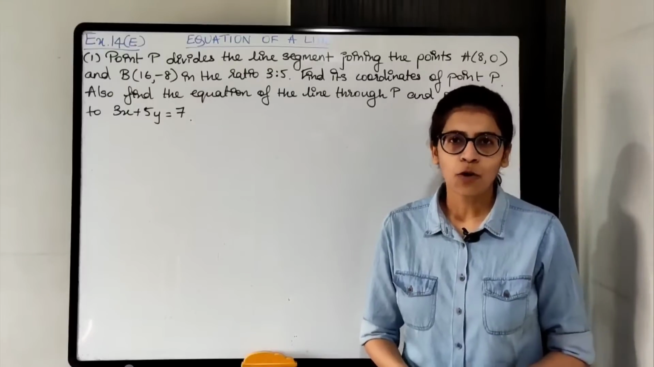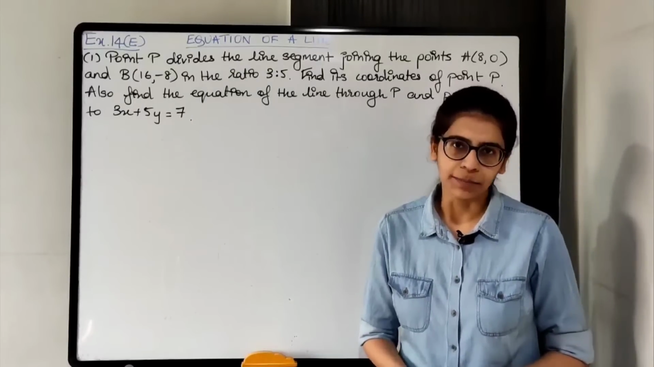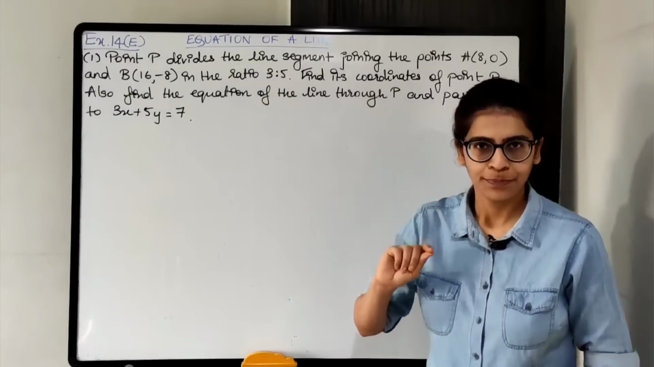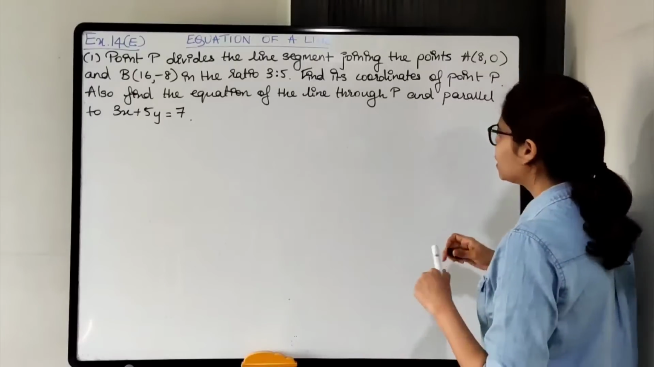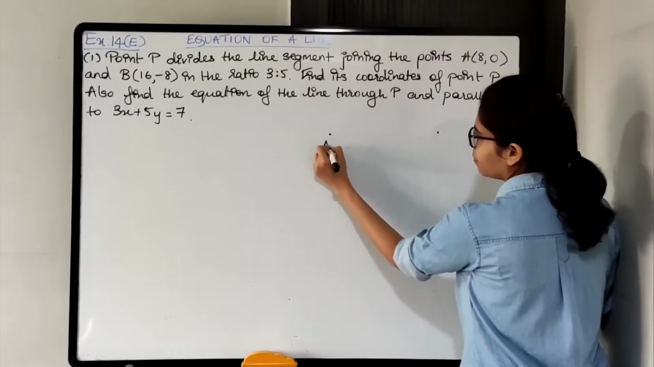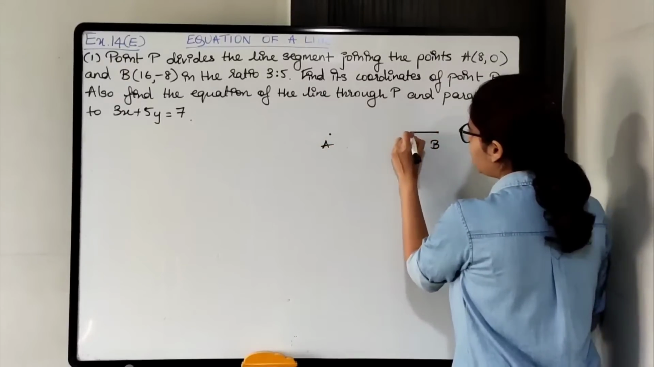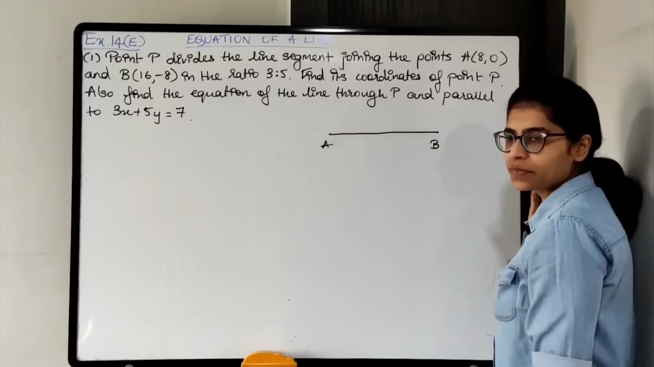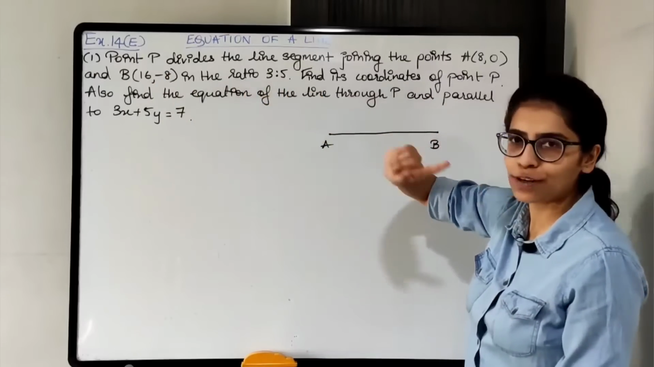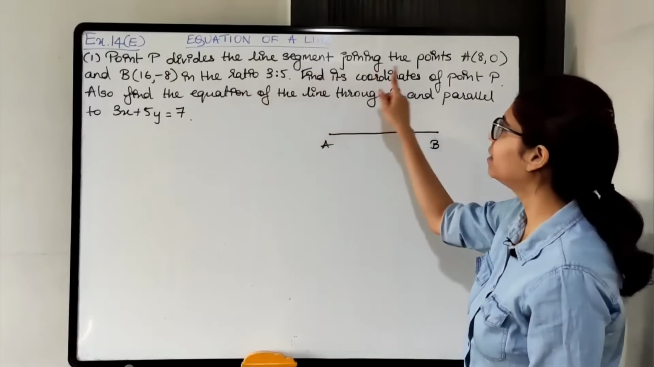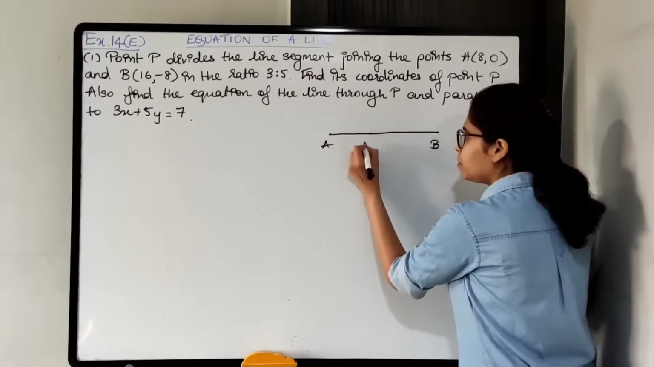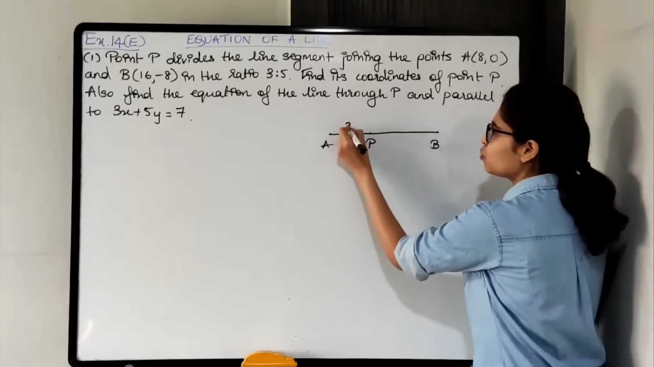There is a segment formed joining two points A and B, and P is dividing this segment in the ratio 3:5. So let's draw the segment first. There are 2 points A and B. Joining the 2 points, a segment is formed, and this segment is divided by point P in the ratio 3:5. So read the question carefully. P is dividing the line segment joining the points A and B in the ratio 3:5. P is somewhere in between. Dividing in the ratio 3:5.